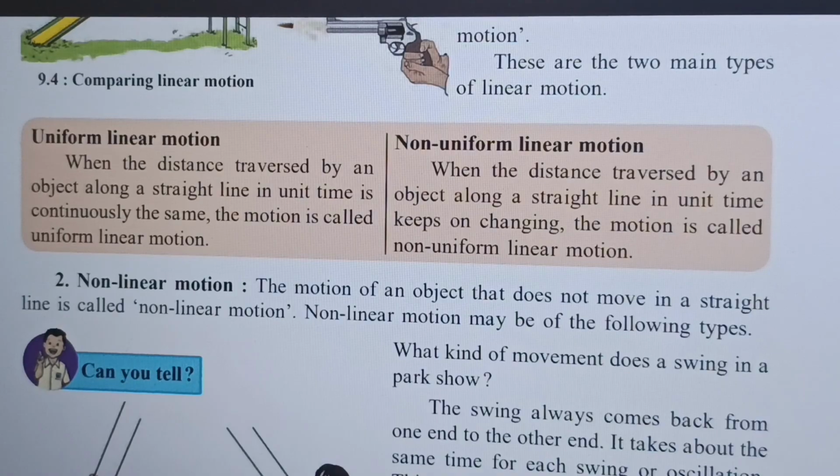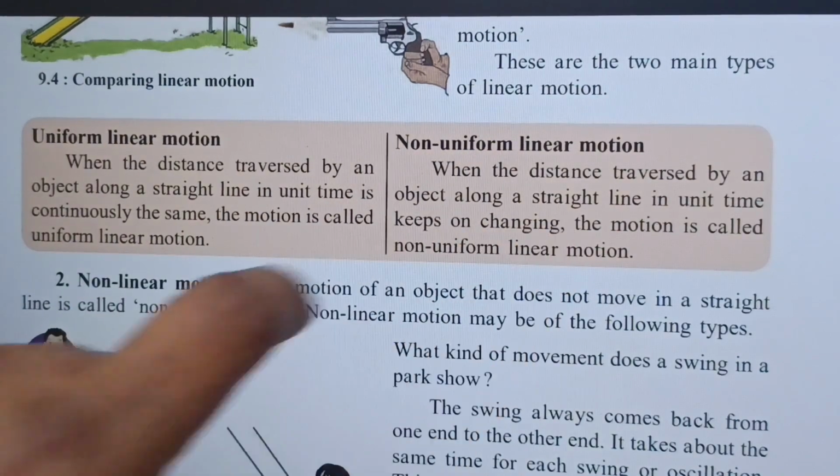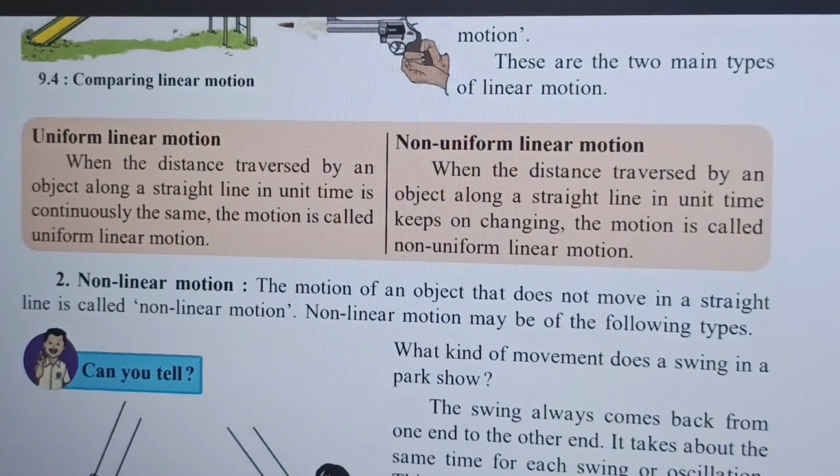But when the distance covered in each unit of time is not fixed, when it is changing while you are traveling in a straight line, then it is said to be non-uniform linear motion. When the distance traversed by an object along a straight line in unit time keeps on changing, as you can see here, the motion is called non-uniform linear motion.